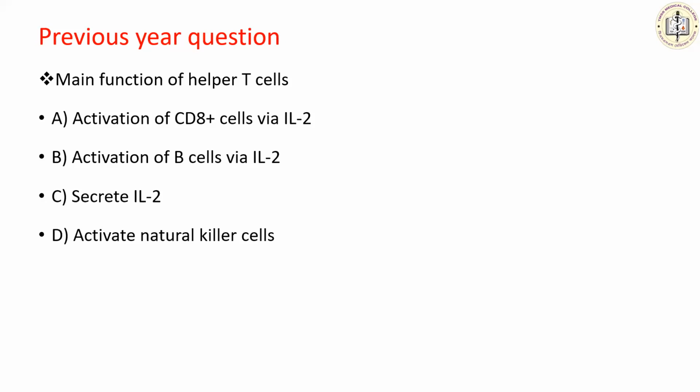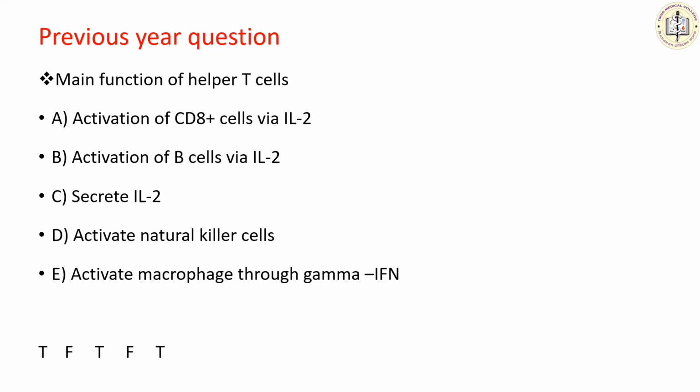Activate natural killer cell. True or false? So let's check. Activate macrophage through gamma interferon. True or false? True. Natural killer cell works alone. They do not need the helper T cell. So this is the question for residency. We need to know basic, clear concepts because the knowledge will be required in the future.